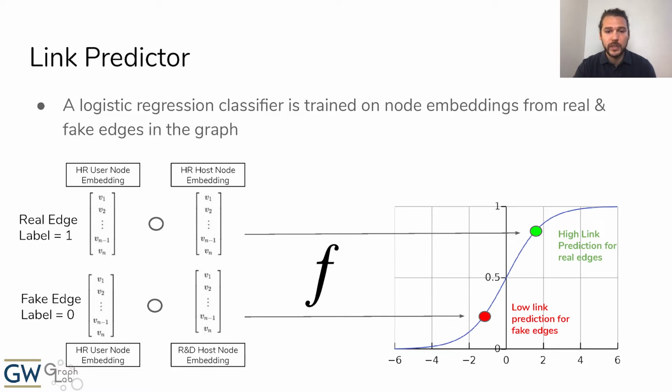In the figure, we can see we take the node embedding for one of the HR users and the HR hosts that they authenticated to, take the Hadamard product, or the element-wise multiplication of the respective embeddings, and train our logistic regression classifier to predict that this authentication event has a high probability of occurring. Similarly, we take an authentication event that did not occur, such as an HR user node and an R&D host node, and label that with a 0 such that our logistic regression classifier will learn to predict that these types of authentications should not occur.